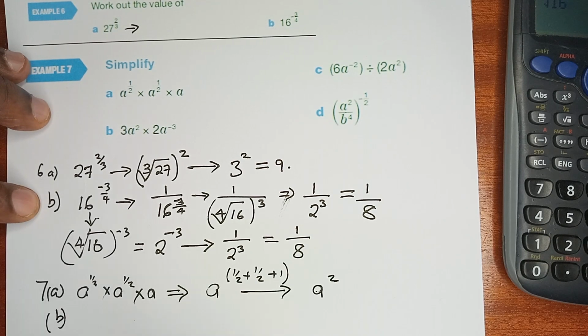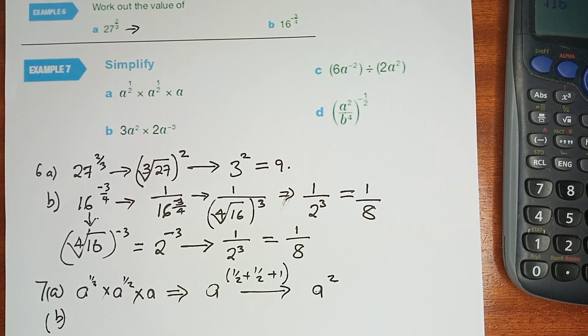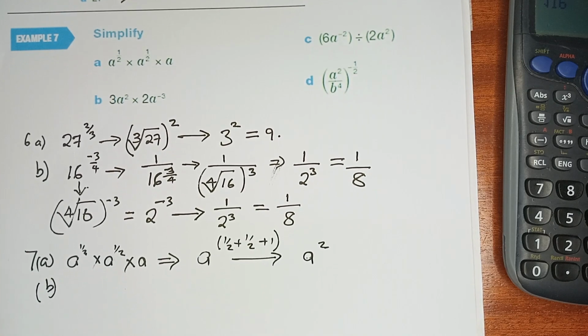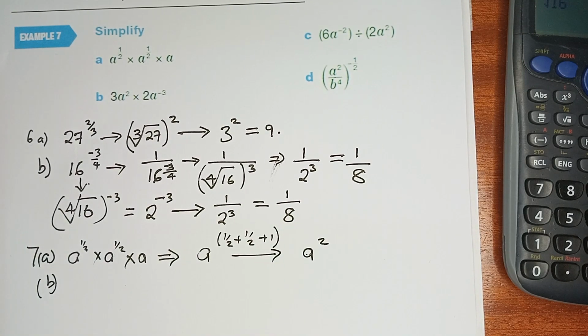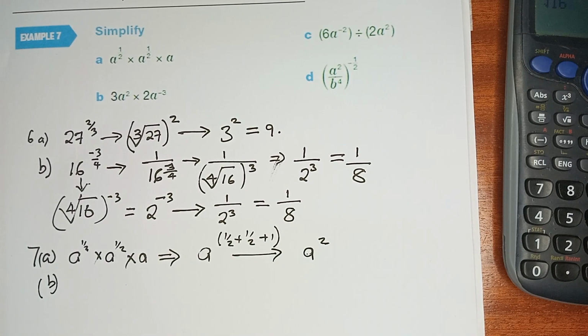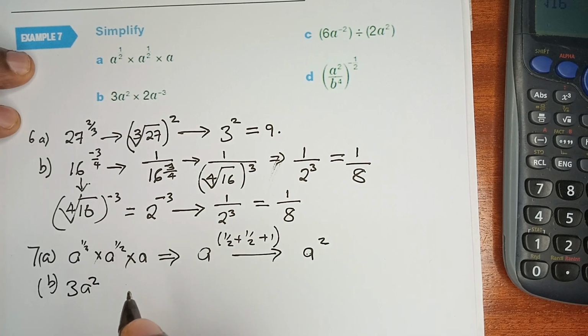Part B of example 7 talks of 3a squared times 2a raised to power minus 3.